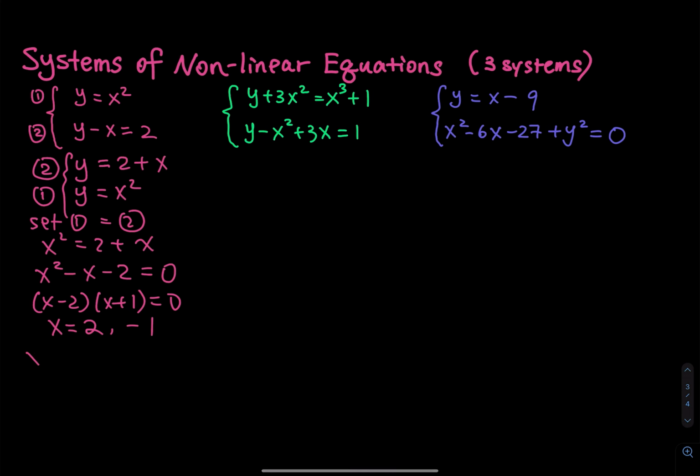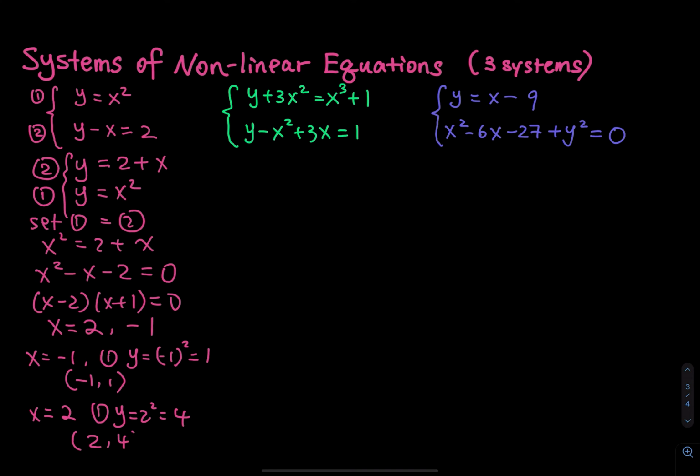Okay, so when x is equal to negative 1, what do we have? Which one should I use? Let's use number 1. We have y equals negative 1 squared. So y is equal to 1. And then when x is equal to 2, the first equation becomes y equals 2 squared. That is 4. So this is an ordered pair negative 1 comma 1. And then the other ordered pair is 2 comma 4.